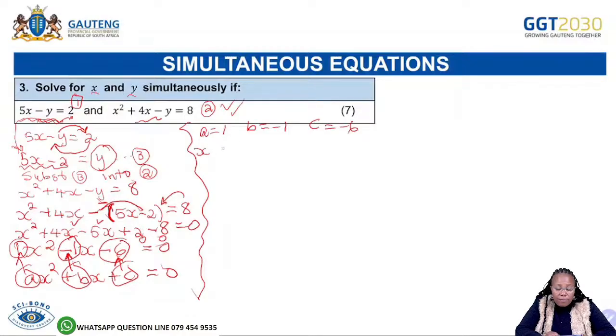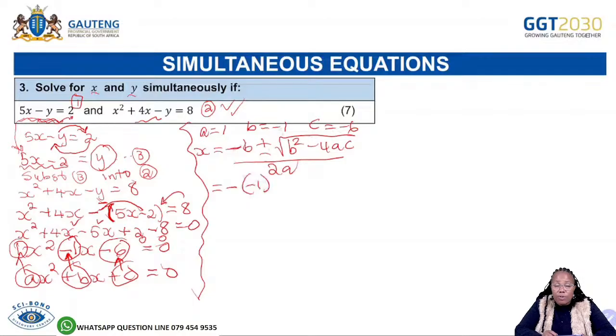Into the quadratic formula, x is equal to minus b plus or minus the square root of b squared minus 4ac, all over 2a. And then what is b? It's a negative from the formula. The negative of the b value, negative 1, plus or minus the square root of the b value, negative 1, squared, minus 4. The a value is 1, the c value is minus 6. We are substituting into the correct formula.